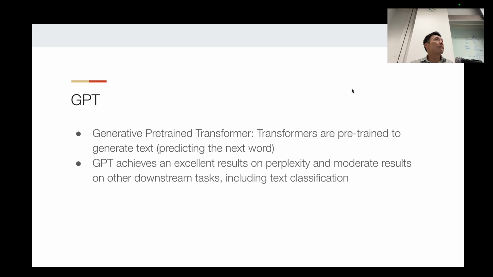So we have this thing called GPT. It stands for Generative Pre-trained Transformers. So the keyword here that we will focus on is transformers. Transformers are pre-trained to generate text, and that's awesome. And GPT is the best language model we got by far. I don't have to say that very much, I think.